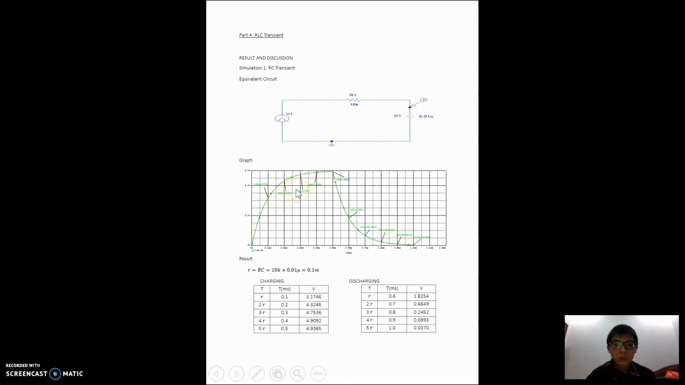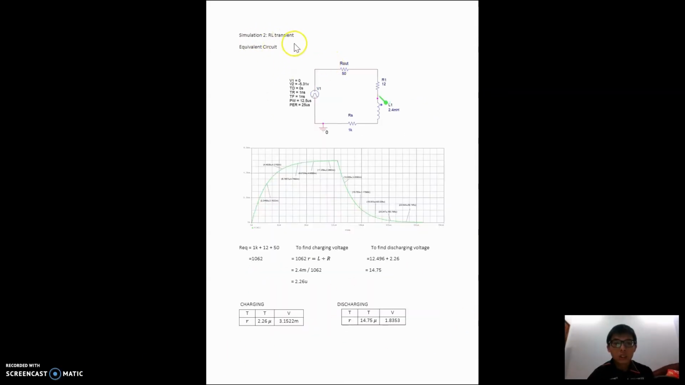As we all know from the theory, the function of a capacitor is to store charge. So there will be a charging part and a discharging part for the circuit. Each point we are looking for is the voltage across the capacitor, at each time delay set by the voltage source, which is called tau. Tau is R multiplied by C. So these will be all the values at each tau for the charging and discharging parts.